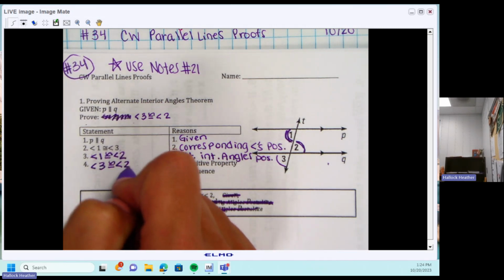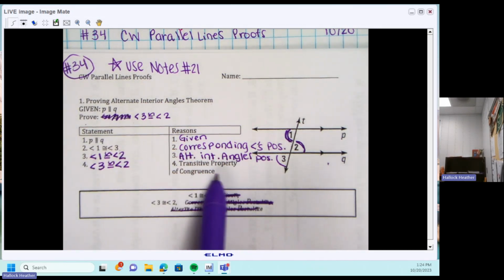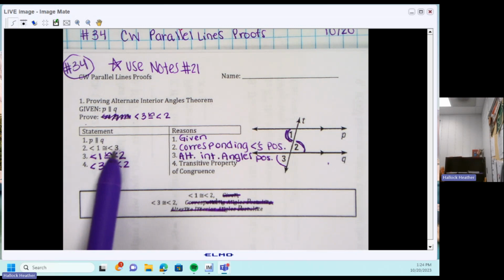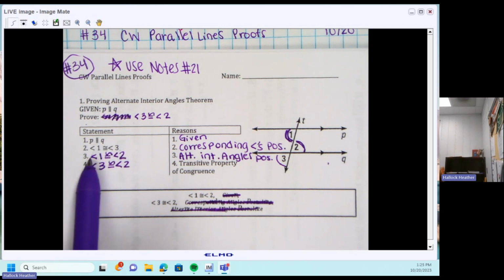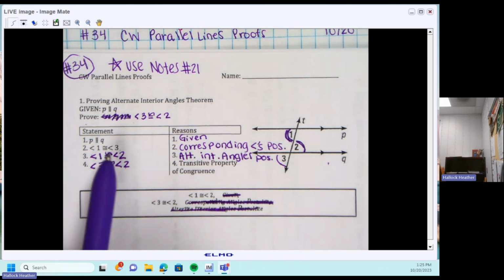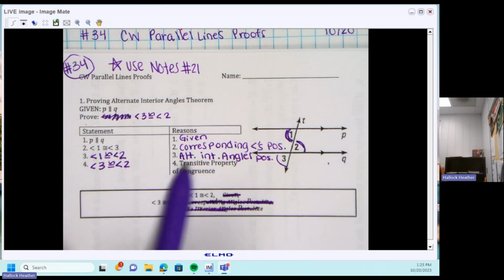We talked about this theorem yesterday, or the property of congruence. So transitive property of congruence. Why they can use that at this point is because if they say 1 is equal to 3 and 1 is equal to 2, they're taking out that middleman, they're removing angle 1, and then they can say angle 3 is congruent to angle 2. So it's removing, that's the key one that you need to remember. If it's taking out that middle, that common angle, then I can use the transitive property.